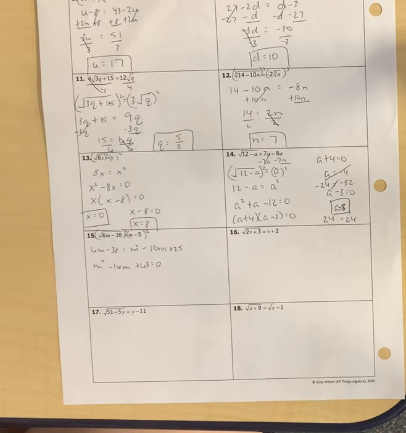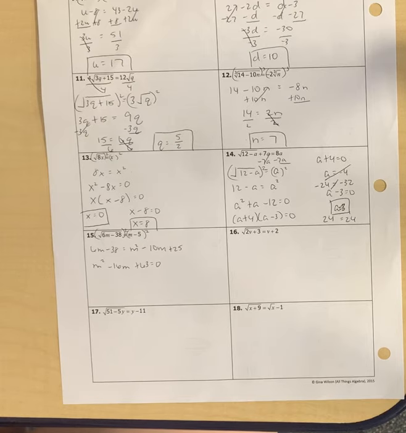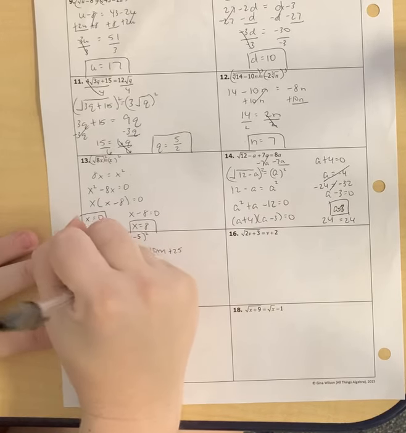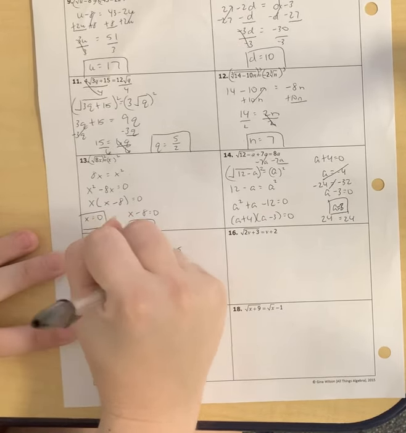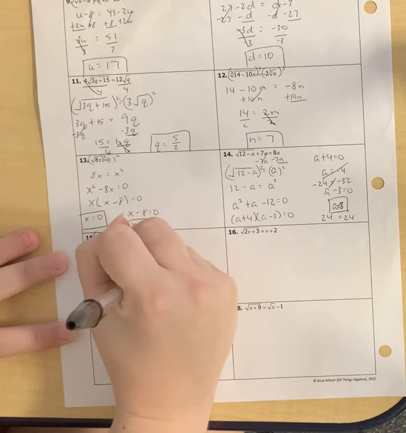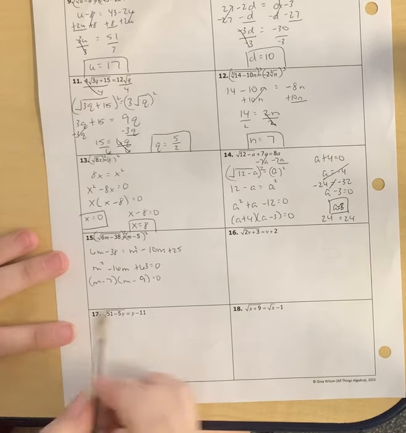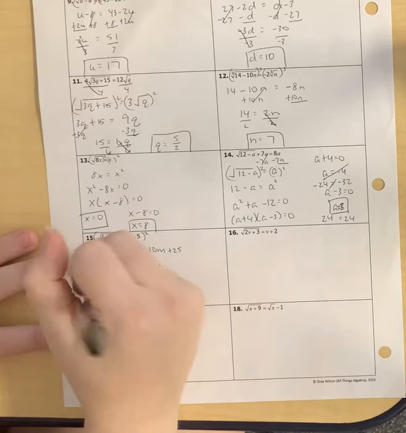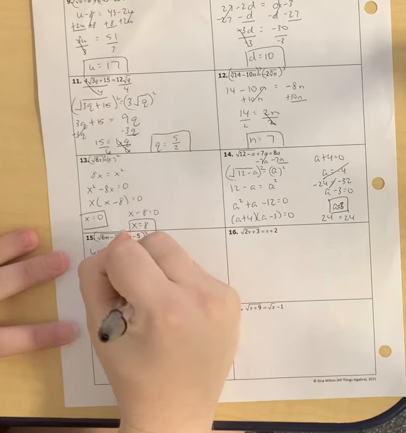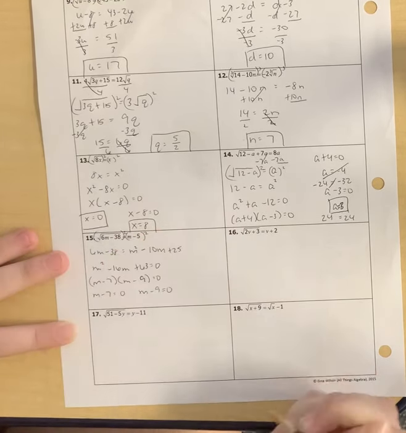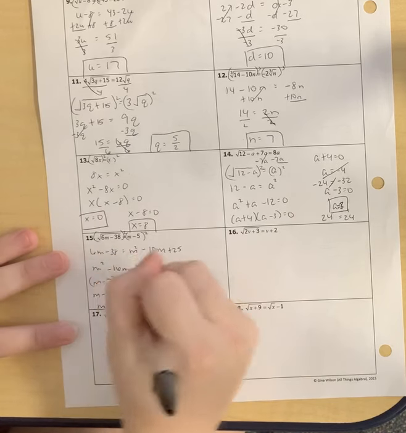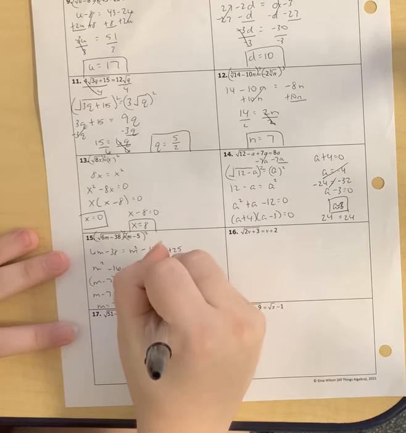Then you want to factor. So what multiplies to give you 63 and adds to give you negative 16 is going to be negative 7 and negative 9. So you have m minus 7 and m minus 9. Okay, so then you want to set both factors equal to 0 and solve. So m minus 7 equals 0 and m minus 9 equals 0. Turns into m equals 7 and m equals 9.